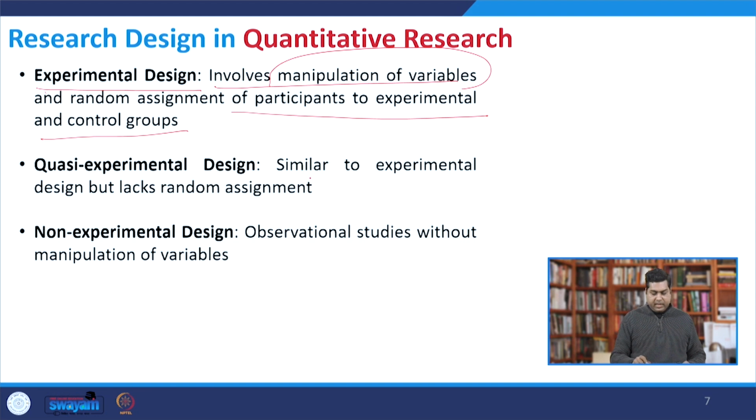Quasi experimental design is similar to experimental design, but it lacks the random assignment. It is not random, so it is just experimenting with the same subjects. Non experimental design is normally based on observational study without manipulation of variables.